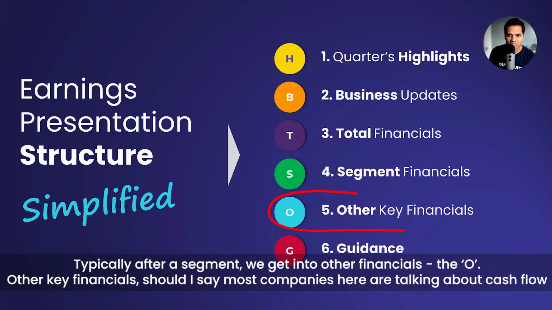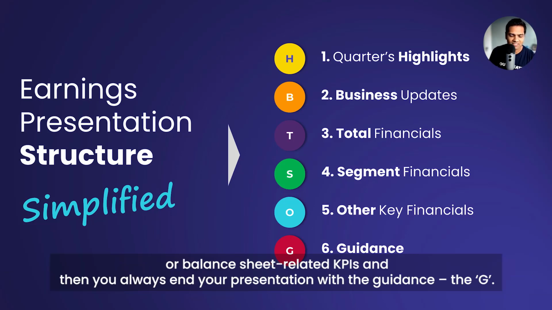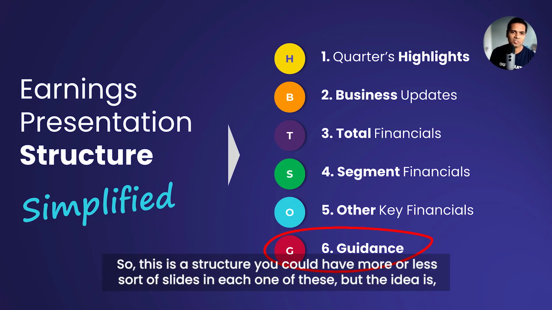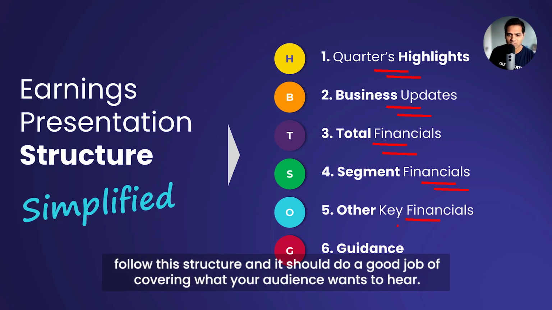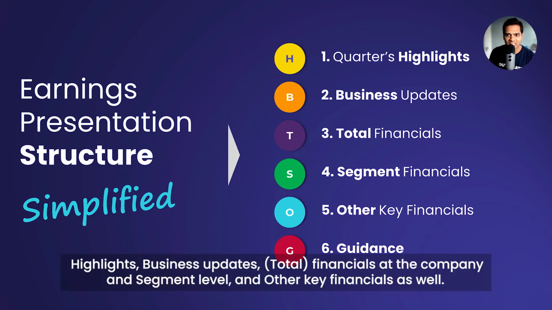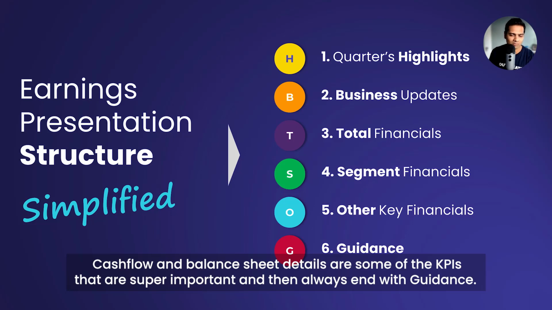Typically after segments, we get into other key financials. Most companies here are talking about cash flow or balance sheet related KPIs. And then you always end your presentation with the guidance. So this is the structure. You could have more or fewer slides in each one of these, but the idea is to follow this structure and it should do a good job of covering what your audience wants to hear. Highlights, business updates, financials at the company and segment level, other key financials as well. Cash flow and balance sheet details, some of the KPIs are super important, and then always end with the guidance.